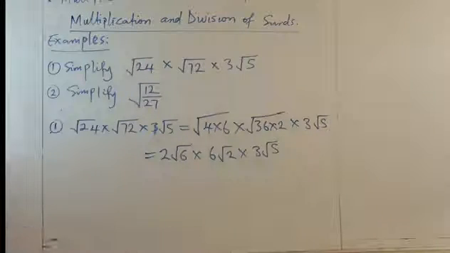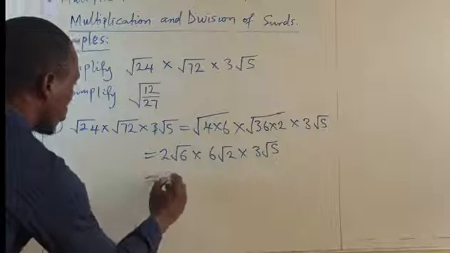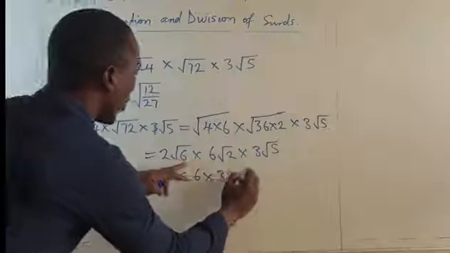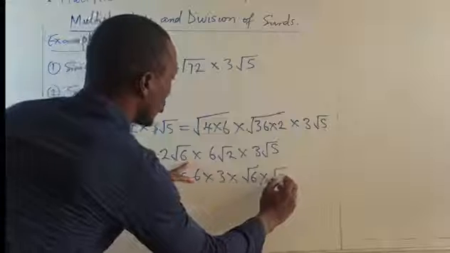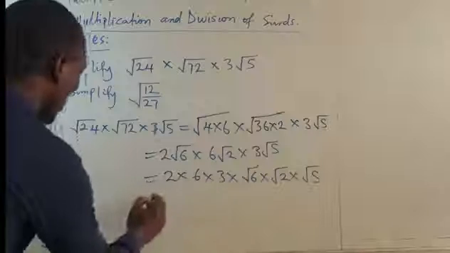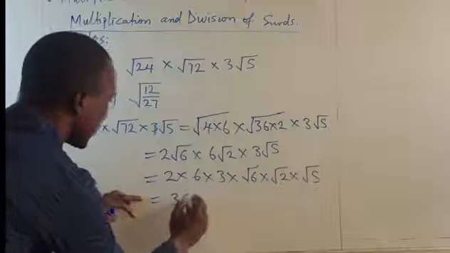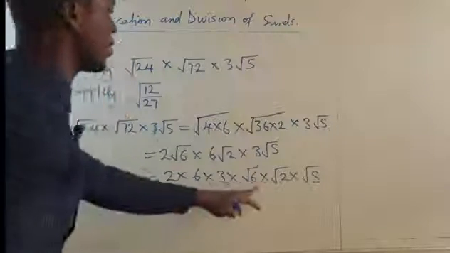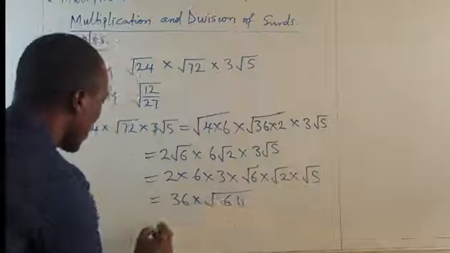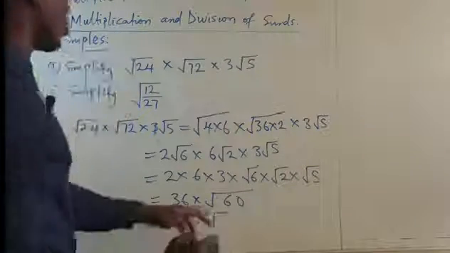So we can still simplify further by multiplying the coefficients of all the roots, which is 2 multiplied by 6 multiplied by 3, multiplied by square root of 6, multiplied by square root of 2, multiplied by square root of 5. So 2 multiplied by 6, that is 12. 12 multiplied by 3, that is 36. 36 multiplied by root 6 times 2, or you can say 2 times 5, that's 10. 10 times 6, that is 60. So which is the same thing as 36 multiplied by square root of 60.